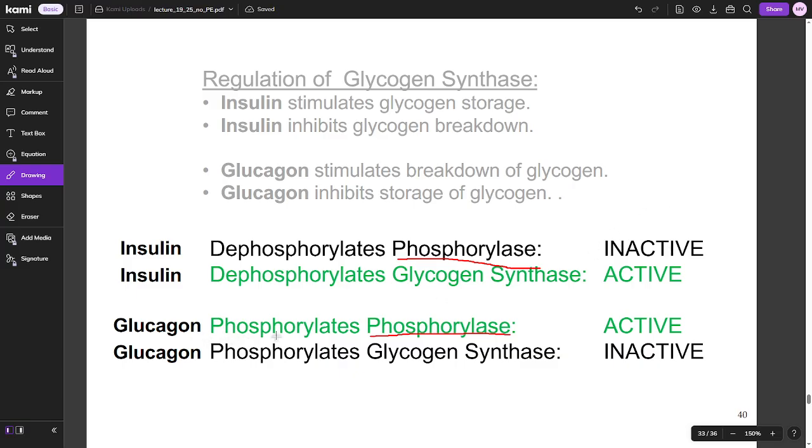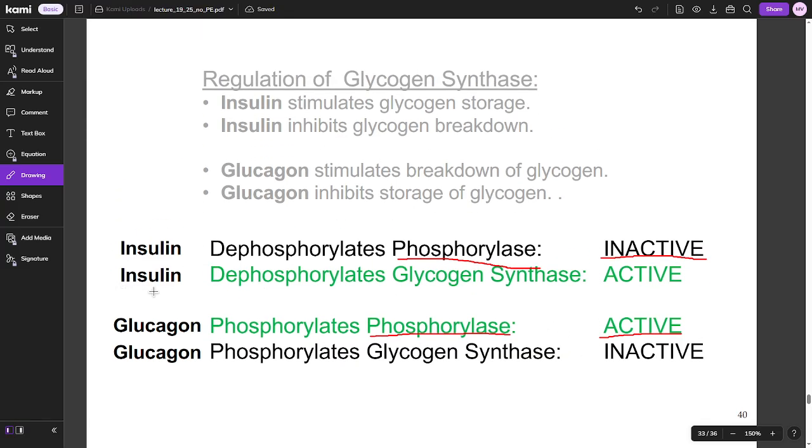For glucagon, it phosphorylates the phosphorylase, which leads to the active form. Something to keep in mind: insulin usually leads to dephosphorylation, and insulin promotes storage. Since it leads to dephosphorylation, dephosphorylation of glycogen phosphorylase leads to the inactive form. Glucagon, which promotes glucose release, would activate glycogen phosphorylase, and glucagon causes phosphorylation. So the phosphorylated form of this is the active form.